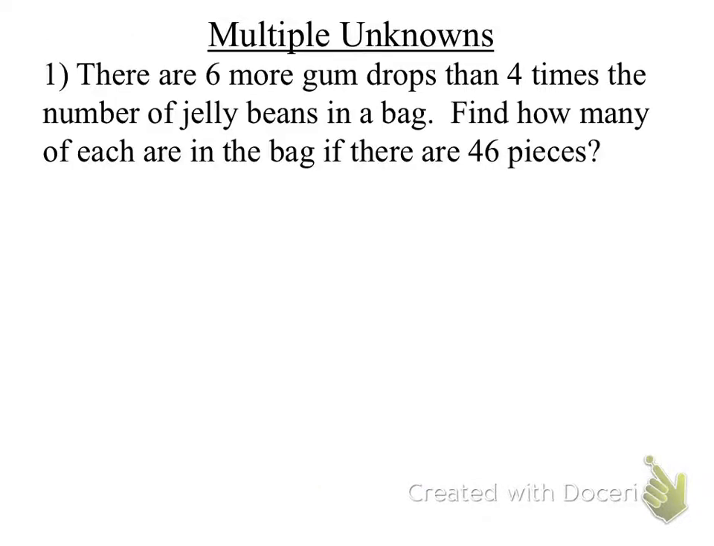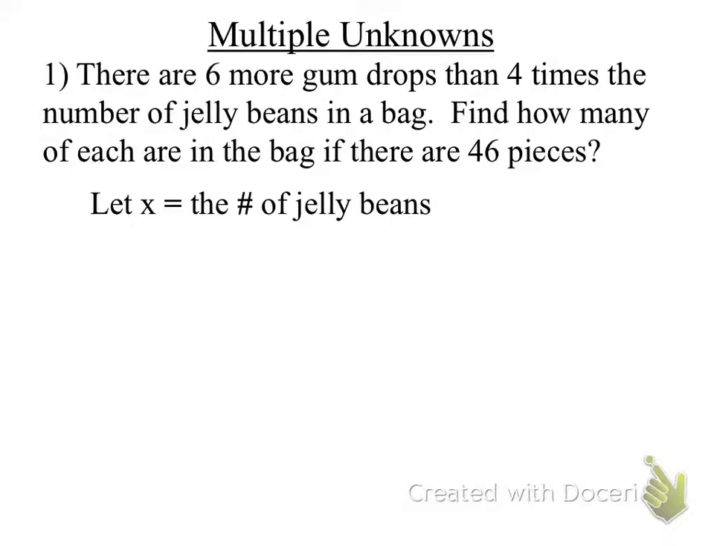Easy word problems. Multiple unknowns. There are 6 more gumdrops than 4 times the number of jelly beans in a bag. What do they give us less information on, gumdrops or jelly beans? Jelly beans. Since the one with less information is jelly beans, we're going to call that X. I always call the one with less information.